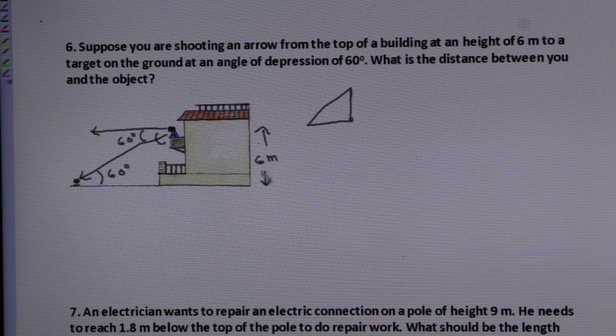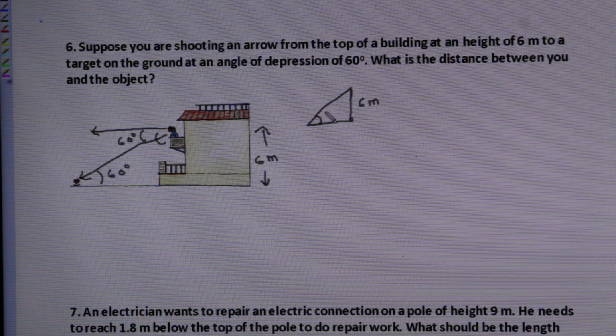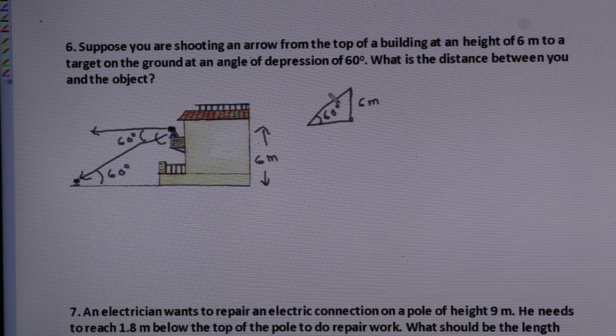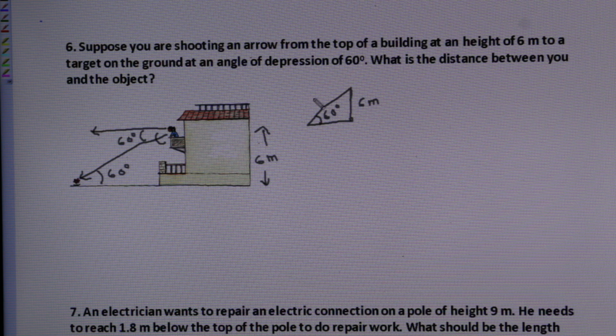This one, this is 6 meters. Therefore, this is 6 meters and this is 60 degrees. What is the distance between you and the object? Means you and the object, this distance you have to find. Therefore, consider it as x. This is 60 degrees. This 6 is the opposite side and this is the hypotenuse.